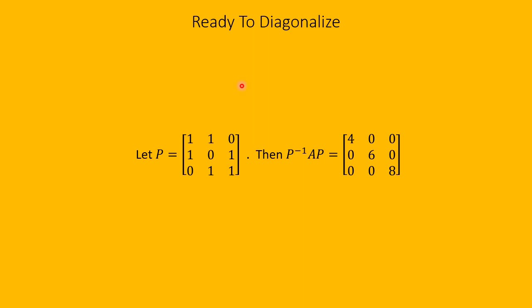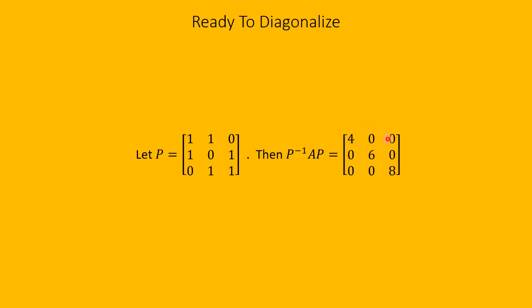Now we're ready to diagonalize the matrix A. We use the matrix P where these column vectors are eigenvectors of the matrix A, and then it turns out that P inverse AP is going to be diagonal with the eigenvalues on the main diagonal. We can check that this is true easily with a calculator or software such as Maple, Mathematica, SageMath, and other programs. This is what it means to diagonalize A. We find a matrix P such that P inverse AP is a diagonal matrix.